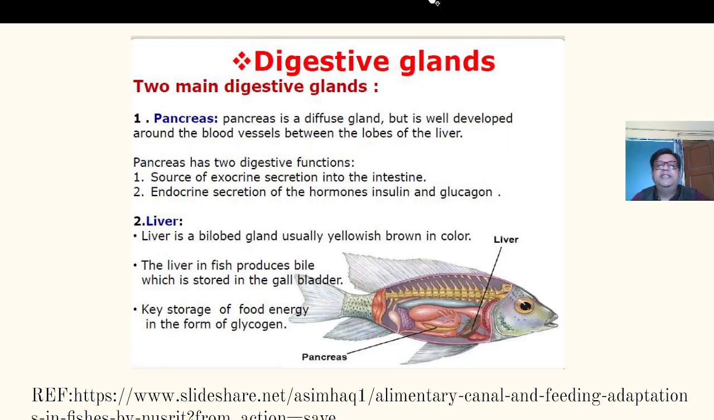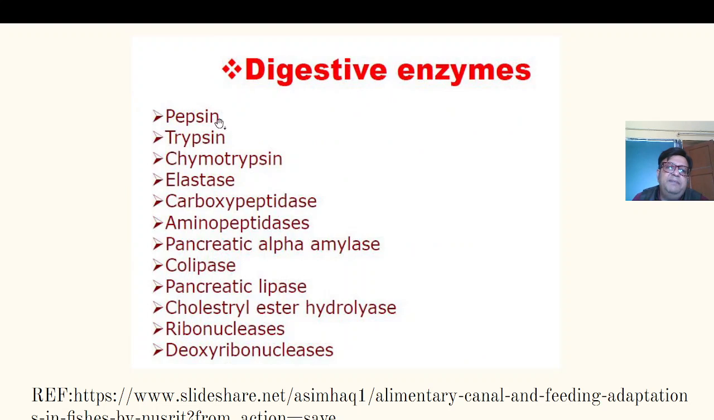So there are two types of digestive gland: the pancreas, exocrine as well as endocrine. Endocrine, insulin, glucagon; exocrine, all the pancreatic digestive enzymes, lipase, amylase, and other proteases also. Trypsin, chymotrypsin, all these things are there. Then the liver has bile, which helps in fat digestion. Digestive enzymes are pepsin, trypsin, chymotrypsin, elastase, carboxypeptidase, aminopeptidases, pancreatic alpha amylase, pancreatic lipase. So these are all the digestive enzymes. Just have the names of them.